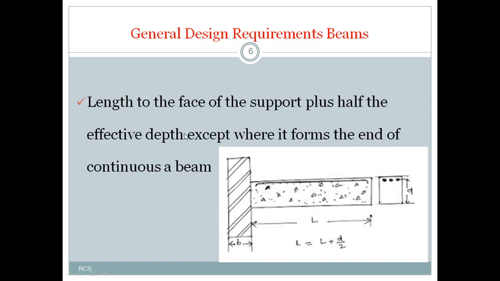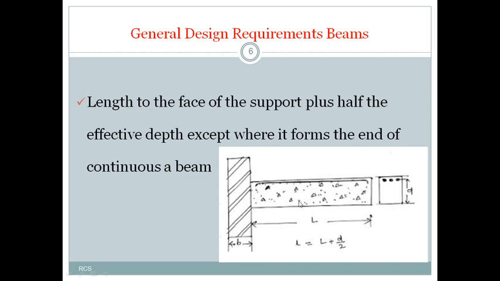According to the codal provision, the effective length is the length to the face of the support plus half the effective depth, except where it forms the end of a continuous beam. I will explain this with respect to this figure. If you are designing a singly reinforced cantilever beam, the effective length of that cantilever beam can be calculated using this statement.